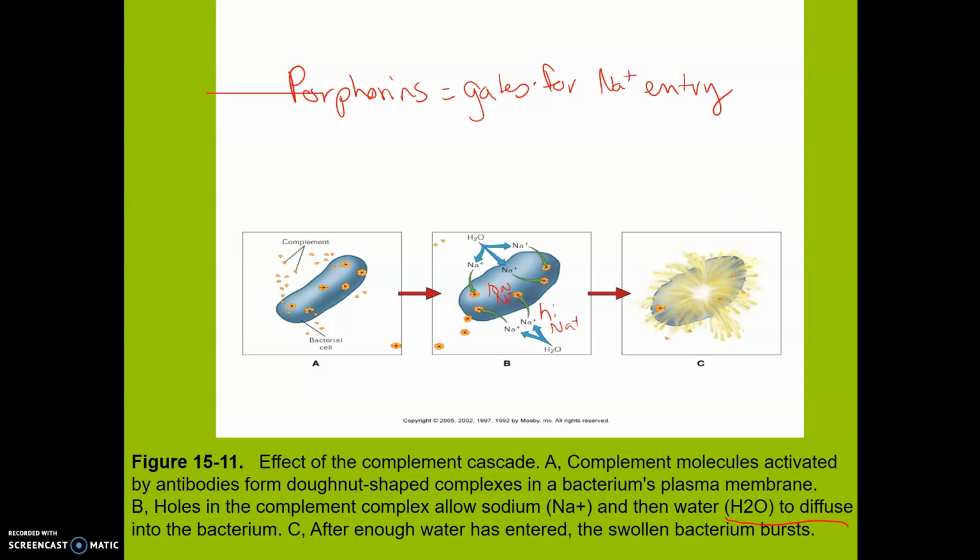So in this way, complement proteins are directing the inflow of sodium and the secondary transport, or osmosis, of water to kill a bacterial cell. And this has everything to do with the complement cascade. We call it the complement cascade. It's actually a whole lot more complicated than this because there are activated antibodies involved in causing the porphyrins to form.